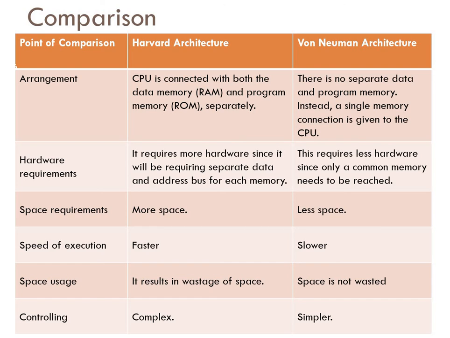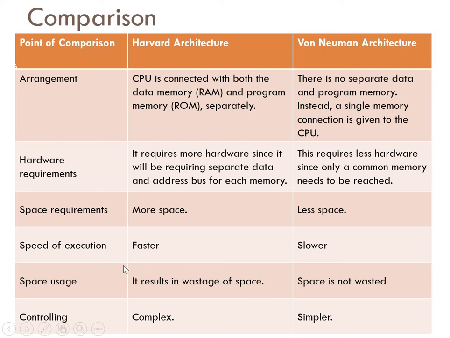Then if we talk about the speed of execution, Harvard provides you the faster speed of execution. Why? Because it has a separate data bus and address bus. So that means we can access the data and the address simultaneously. But in case of von Neumann, there is a common memory or a common bus provided, so we cannot have the data and the address simultaneously. So von Neumann provides the slower operation or the slower speed of execution.